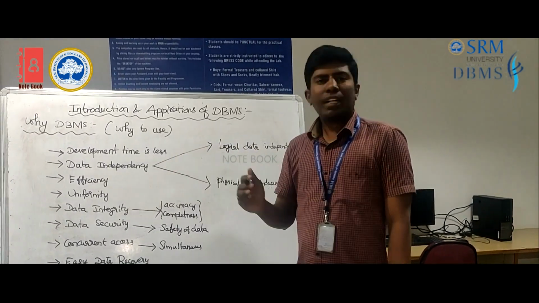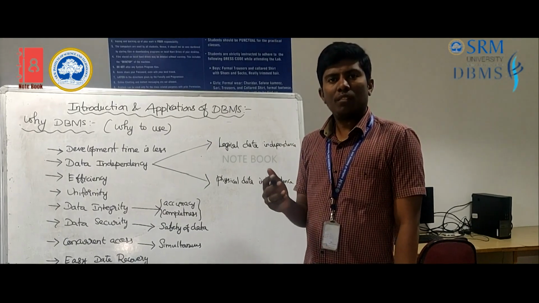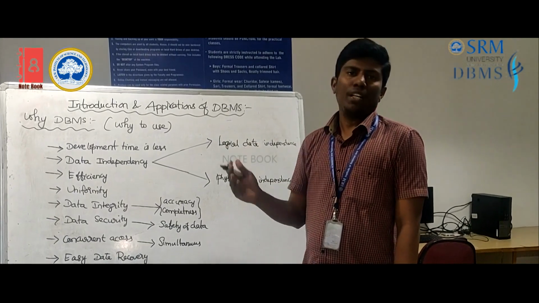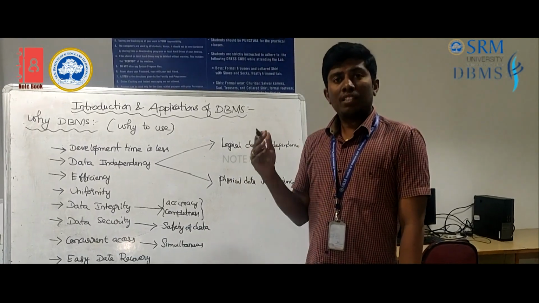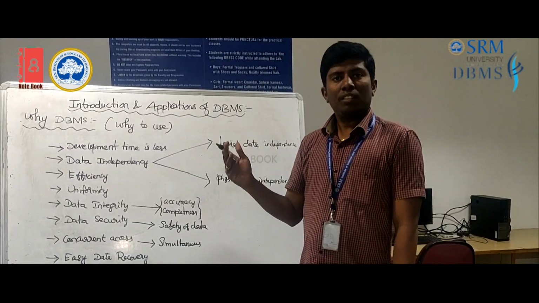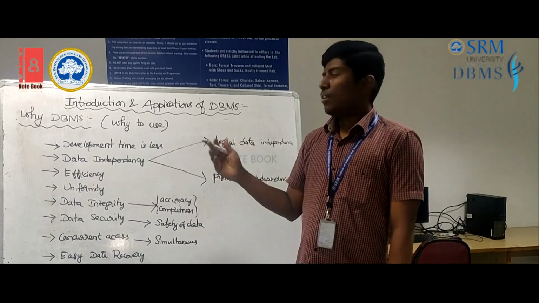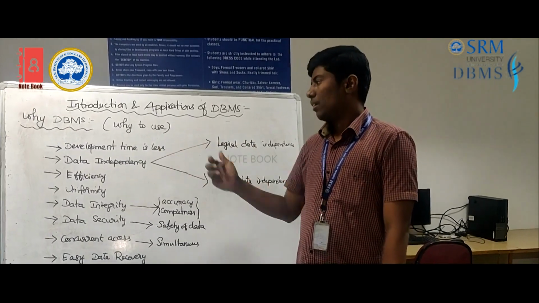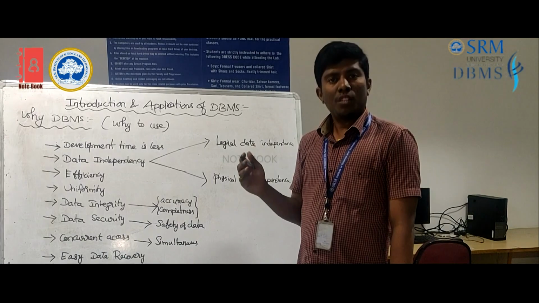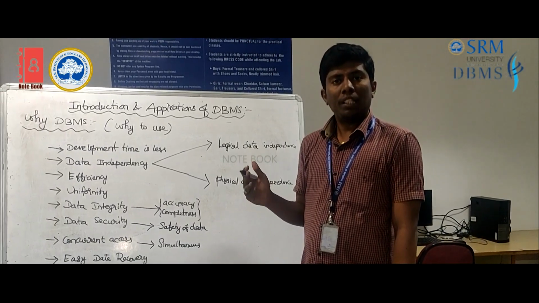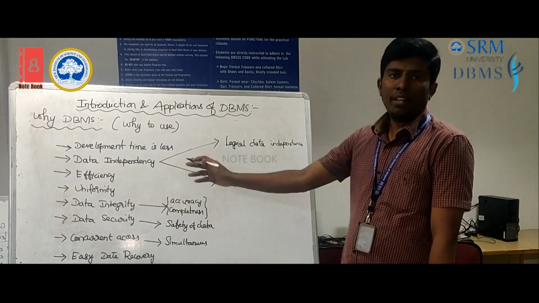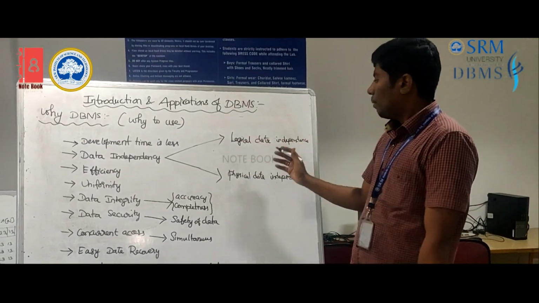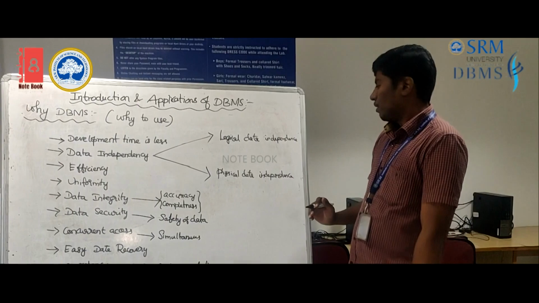The second one, data independence. Data independence refers to the independence of the data. What is independence? We can change the schema at any level without affecting the higher level. That is what data independence means here. We can change the logical schema at any level without affecting the higher level schema. So here we have two kinds of data independence, logical data independence and physical data independence.